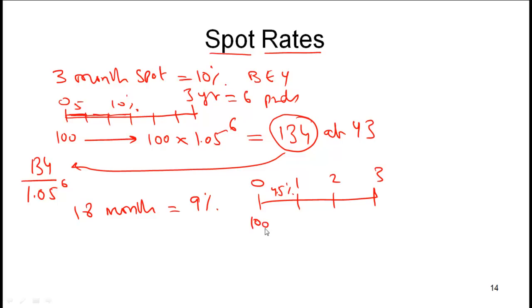In other words, if you invest 100 over here, at the end of 3 6-month periods you should have 100 into 1.045 to the power of 3, and this much money discounted back should be discounted at a 6-monthly rate of 4.5%, giving you 100 at time 0. So this hopefully will remind you about what spot rates mean.